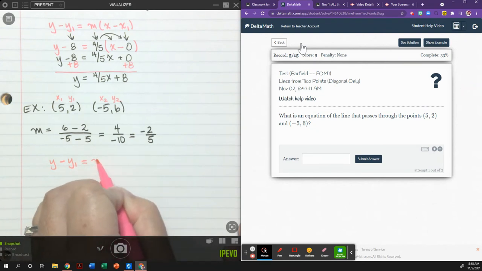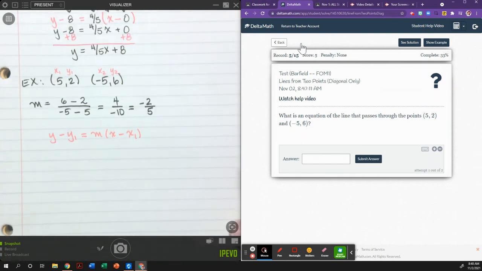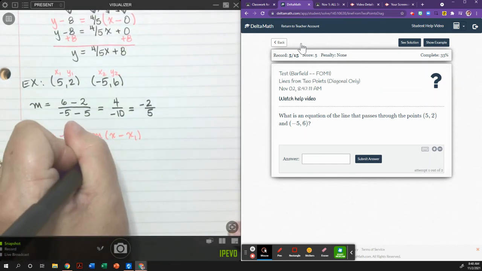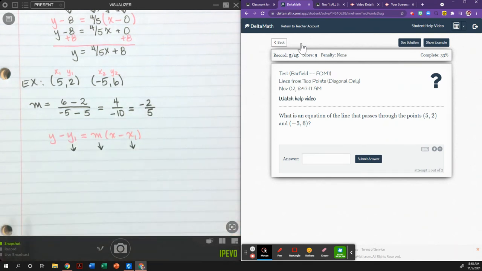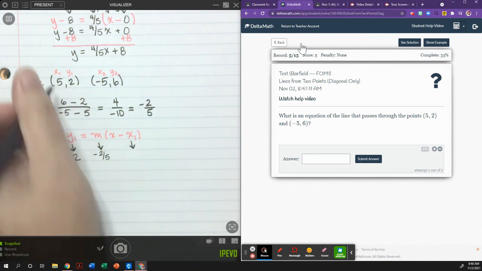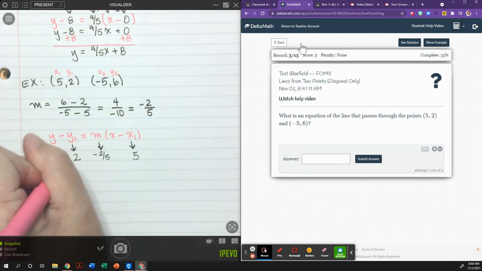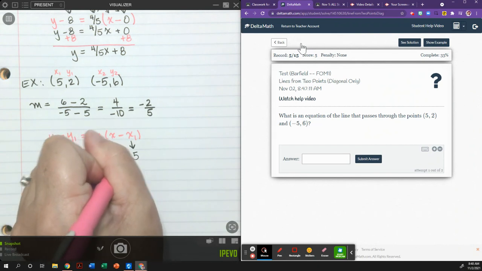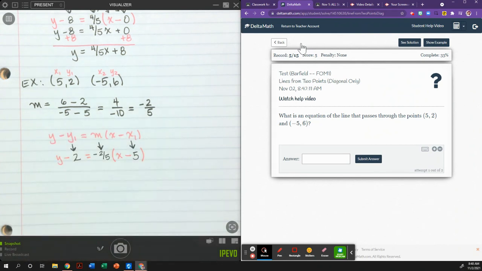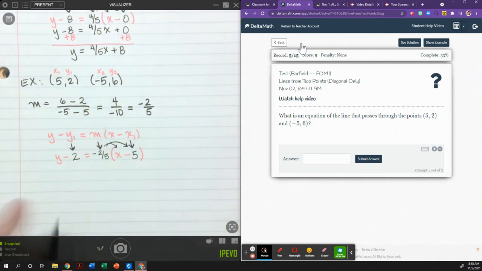All right, next step, point slope formula. So y minus y1 equals m times x minus x1. Only plug in 3 pieces of information: y1, m, x1. So y1 we've designated as 2. M is negative 2/5, and x1 is 5. Bring down everything else: y minus, the equal sign, parentheses, x minus, parentheses. All right, I'm going to distribute.